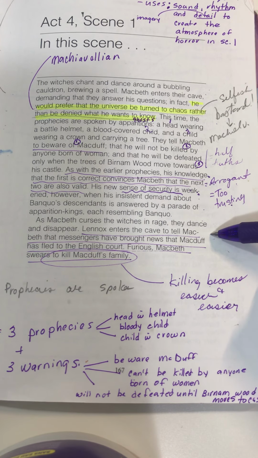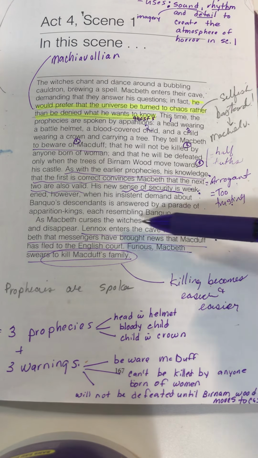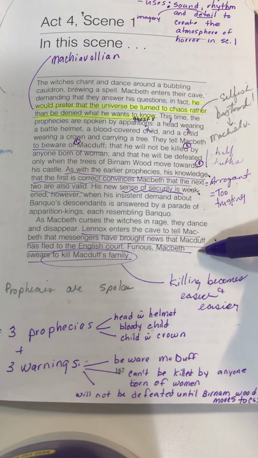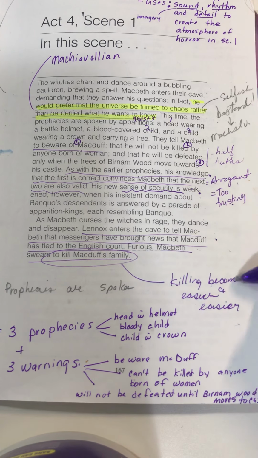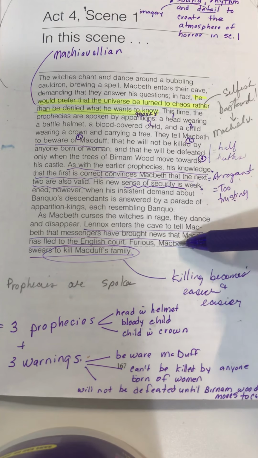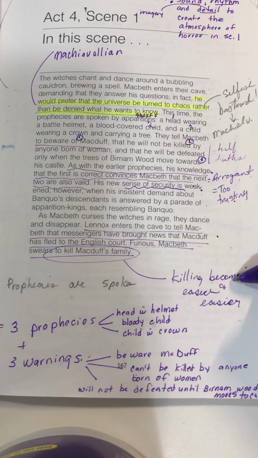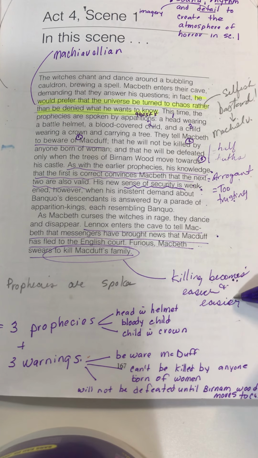Lennox enters the cave to tell Macbeth that messengers have brought news that Macduff has left Scotland and has gone to the English court, to England. Furious, Macbeth swears to kill Macduff's family. Now, what this shows is that this third great crime here, the killing of Macduff's family, shows that he is actually becoming emotionally more and more dead, like an emotionally dead monster. The fact that killing is becoming easier and easier and easier, right, with very little remorse.